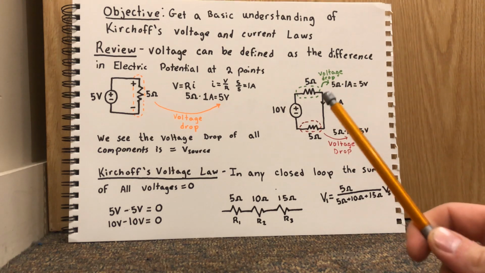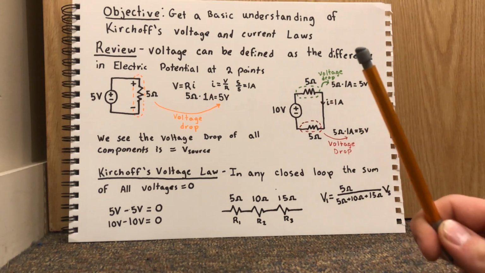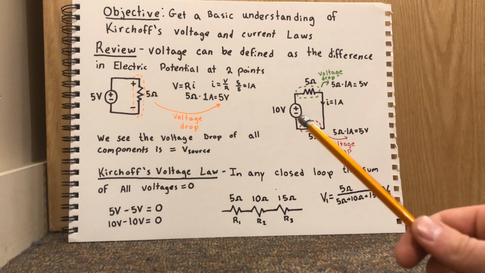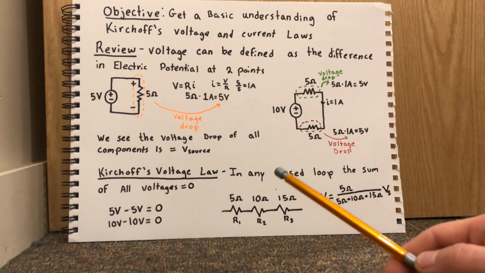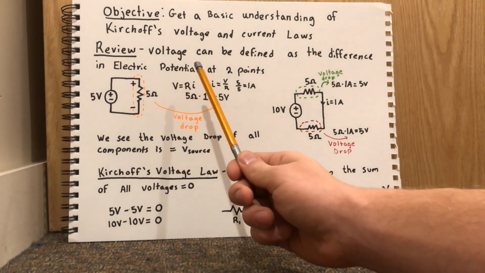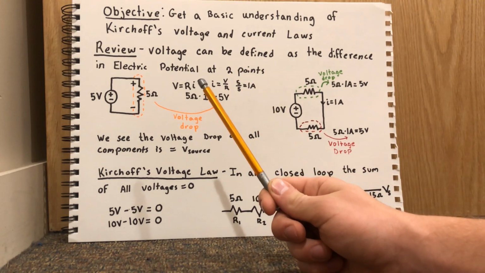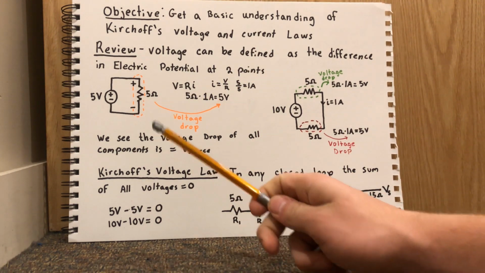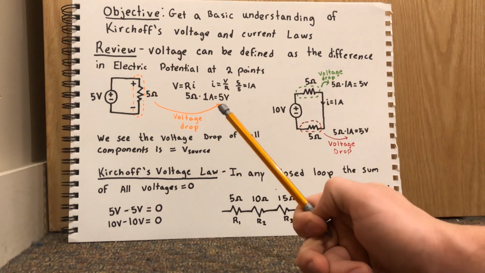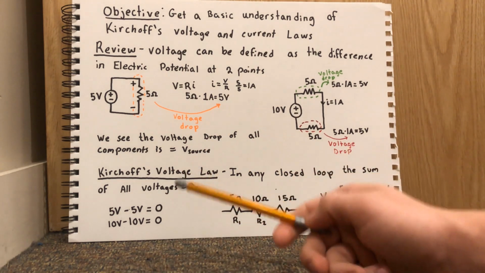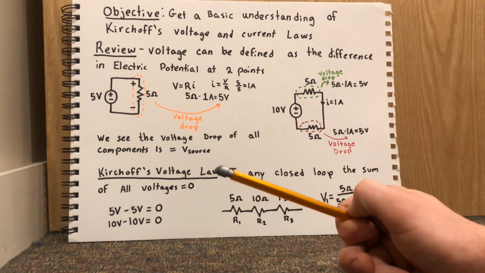Alright guys, today's video is to give you a basic understanding of Kirchhoff's voltage and current laws. As we know from last video, voltage can be defined as the difference in electric potential at 2 points. So let's take a look at these 2 points here. With Ohm's law, we can solve for current and we end up getting 1 amp.